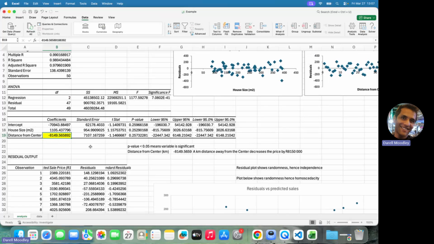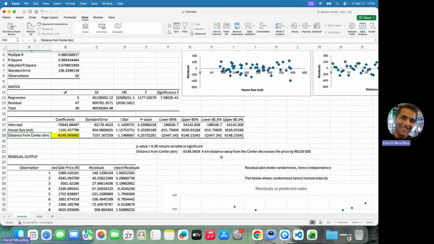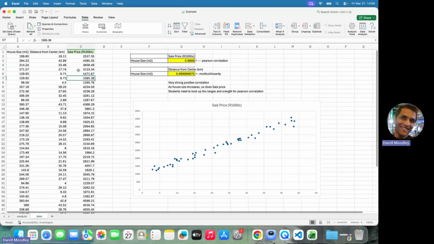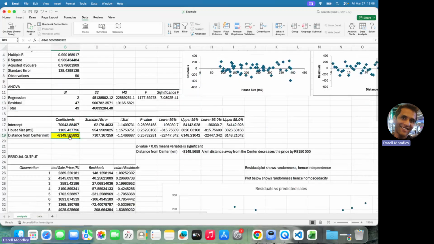But let's look at the value and how we interpret that. Because we got a value of 8149, so roughly 8150, what we're saying is that if you move a kilometer away from the city center, and I say kilometer because if you look at this variable, the unit is kilometers, then that decreases the sales price by this value here. The reason I've got 8150, or 8.15 million, is because the units for sales in our data are in thousands. So even if it's 8150, you add 3 zeros, and that is the value that you're actually changing your y variable by.